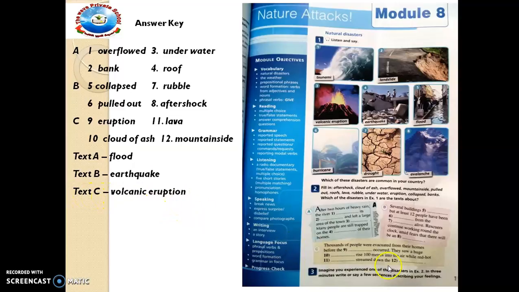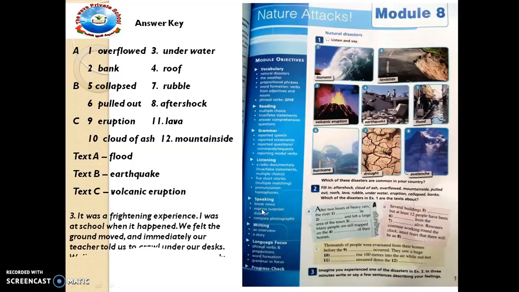Okay? So it said, imagine you experience one of the disasters in exercise 2. In 3 minutes, write or say a few sentences describing your feelings. Now, friends, we want to imagine. So, which of them will you imagine? This is the one I imagine. Yeah, it was a frightening experience. I was at school. When it happened, we felt the ground move.